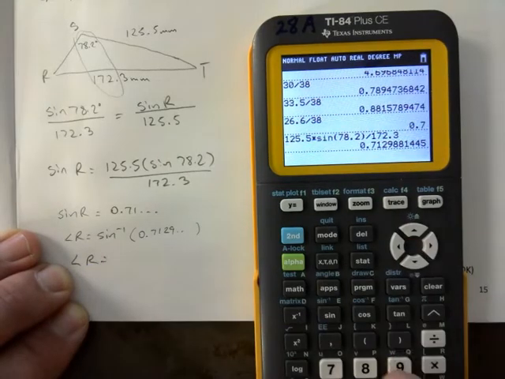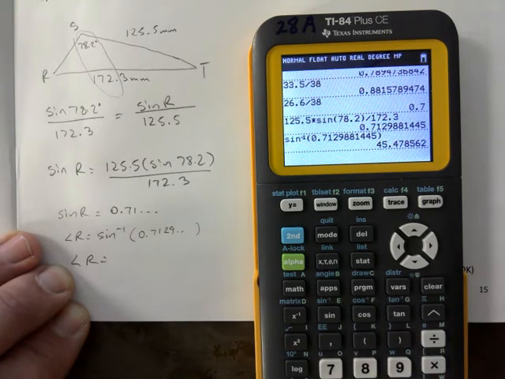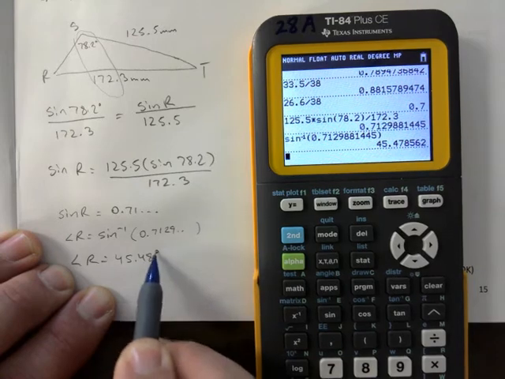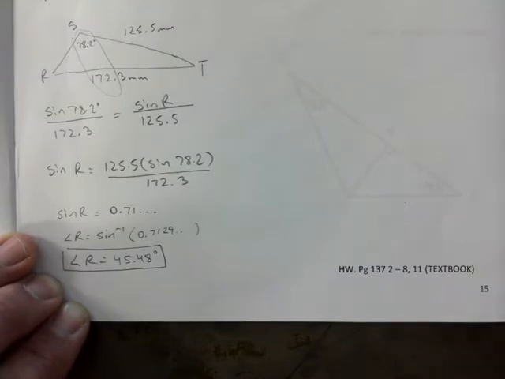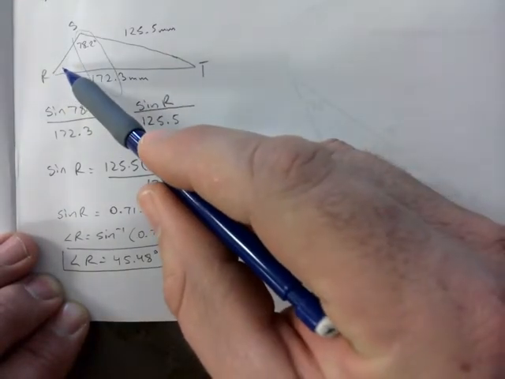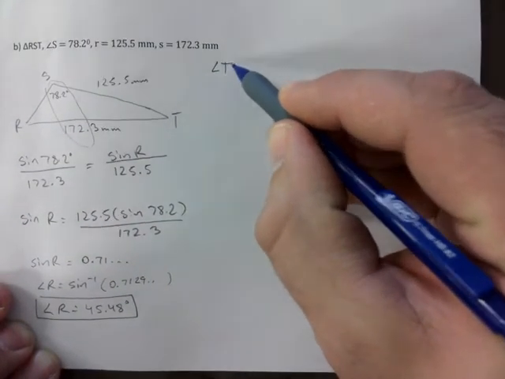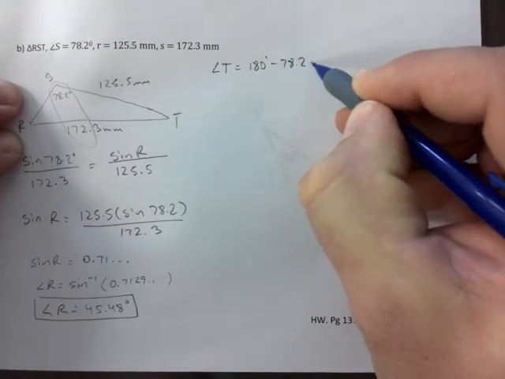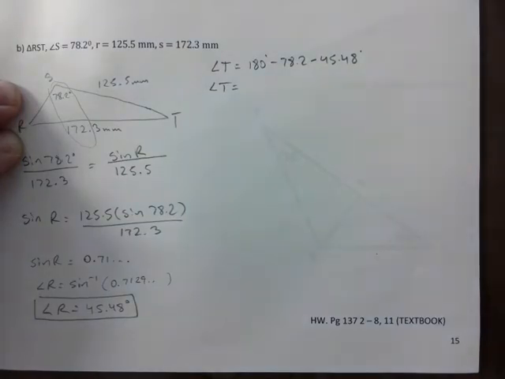Angle R, shift sine of that previous answer is 45.47, 48, 45.48 if you round it. Okay, so that's your angle right there. So now you know this angle, which allows you to find angle T. So I'm going to proceed and do that, right? Angle T is 180 minus 78.2 minus 45.48. Angle T is 56.32.